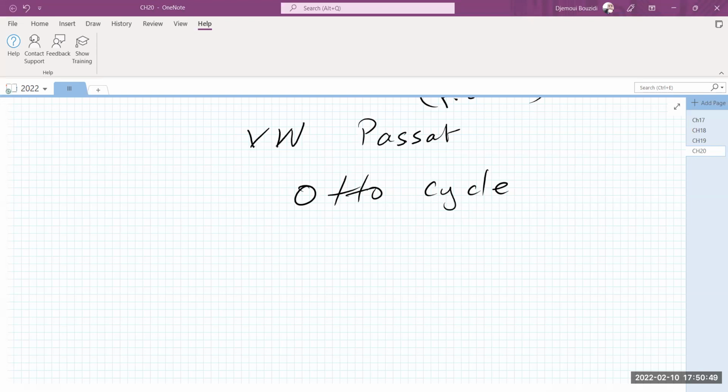Let me see if I have an animation in here of this cycle. Let me see if I can find it in my stuff, because I thought I downloaded this thing from Wikipedia. If not, maybe we can find it in there. No, it's a nice animation in there. Okay, it gives you the entire four-stroke cycle of the engine.